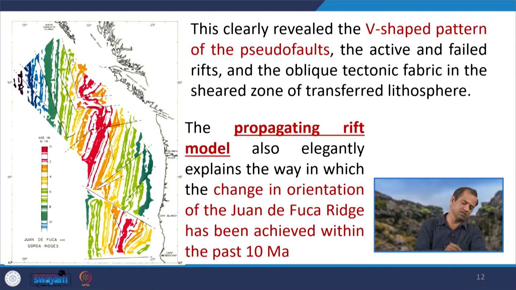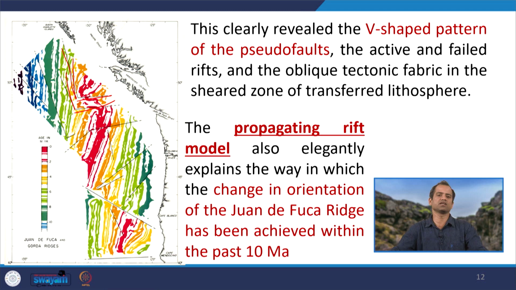Now, you can see here this is the V-shaped pattern and this is the shadow fault which is separating the earlier magnetic anomalies from the newer one, and the active and the failed rift and the oblique tectonic fabric in the shear zone of the transferred lithosphere.